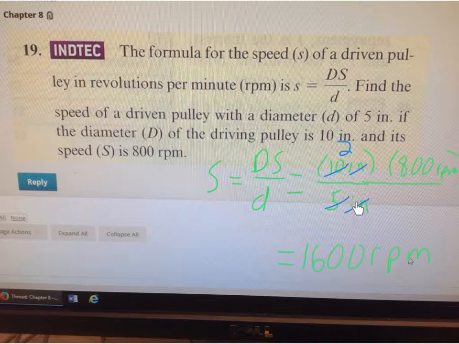I mean, the inches drop out. 5 goes into 10 two times, so it's going to be twice as fast because it's half the size of the driven one, and so it's 2 times 800, which is 1600 RPMs.